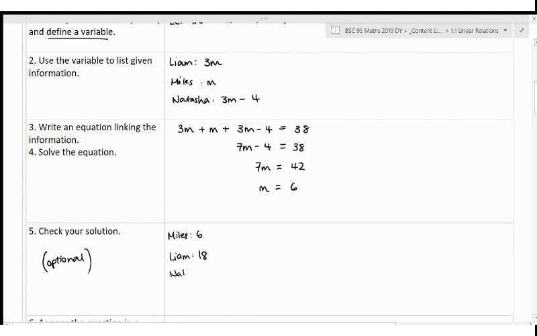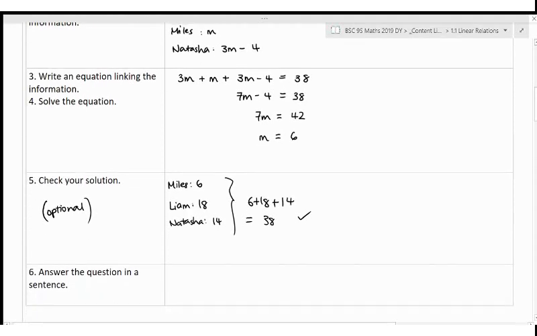And Natasha was 4 hours less than Liam, so Natasha's on 14 hours. Yep. All up, they spend 6 plus 18 is 24 plus 14 gives us 38, which is what we want. So we've done it right. So it's a really quick check. A really good way to make sure you've done it right.